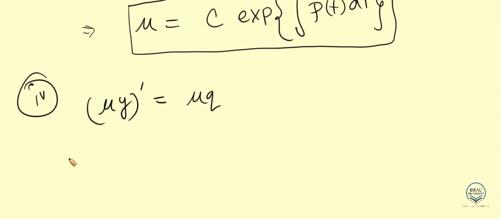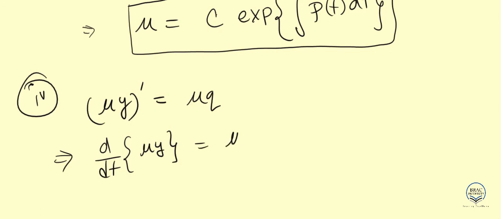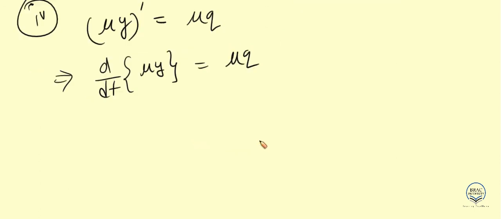And now what we want to do is just integrate on both sides, because if you write it like this, then d/dt of mu y is equal to mu q. You can write it like this, right? And now the trick is to integrate on both sides.